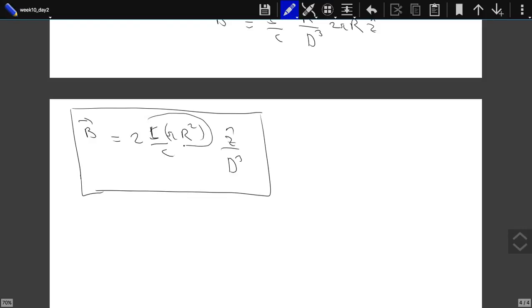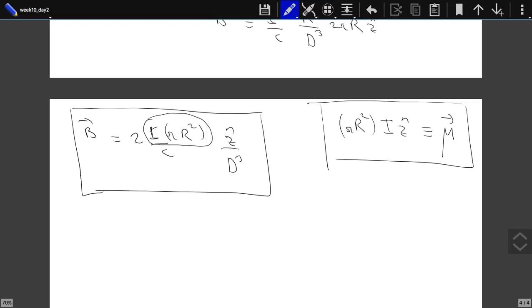One thing is this factor over here is pi R squared, which is the area of my ring, multiplied by the current in my ring. It's in the z direction. This is usually what we call the magnetic dipole moment. We will come to the multipoles for the magnetic induction, for the B field later on, but just as a foreshadowing, this is what we will be defining as the magnetic dipole moment. So the B field can be written as 2 over c, magnetic dipole moment over D cubed, along the direction of this magnetic dipole.